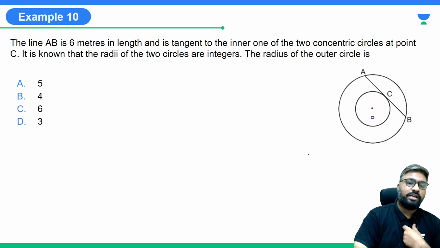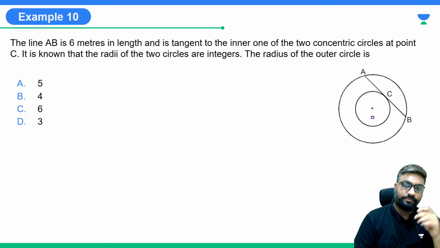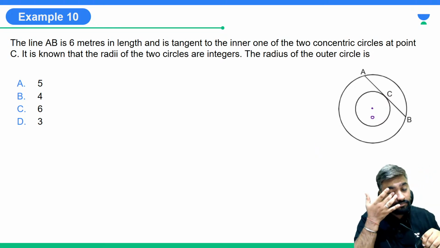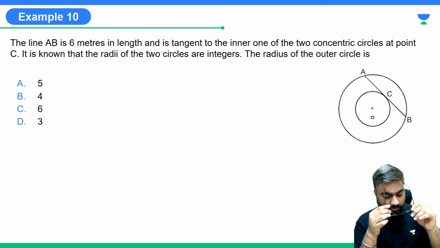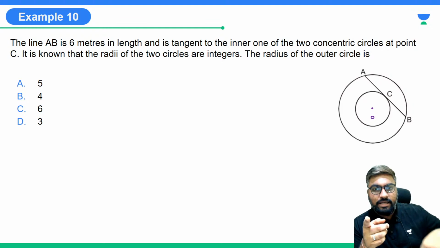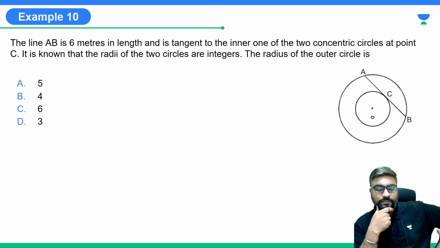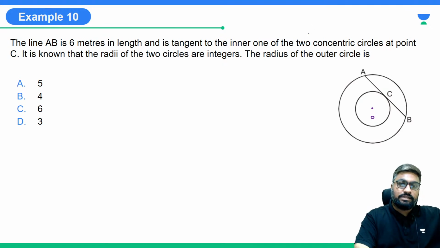We need to find out the radius of the outer circle. It won't even take thirty seconds for this question. These are two concentric circles. Concentric means what? Same center.